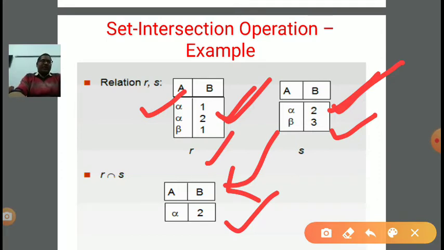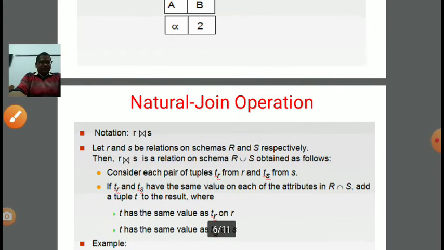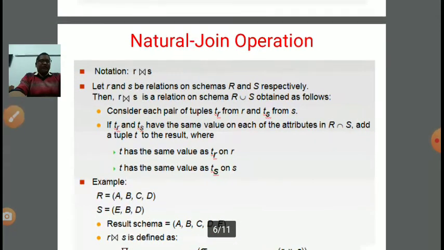So the conclusion is that only the alpha 2 tuple is present in relation R as well as in S. So as per the definition of the intersection, this should be finally added in the output. In the final relation, A and B will be the two attributes and there is only one row, which says alpha 2. This is the final answer of this particular intersection query, right? Okay. Now the next operation is natural join.